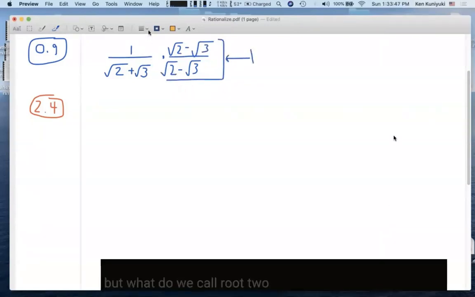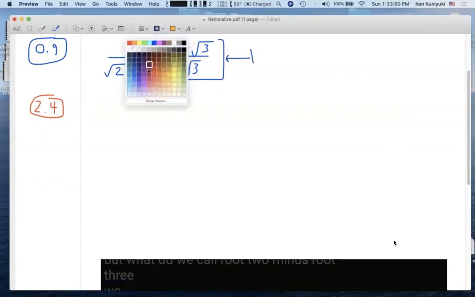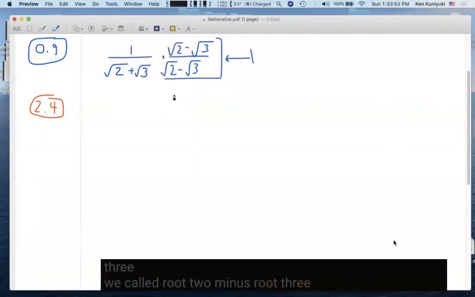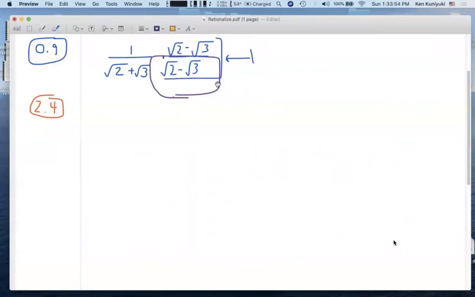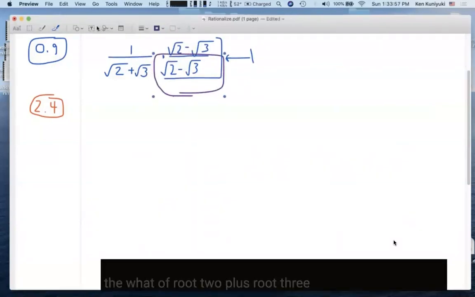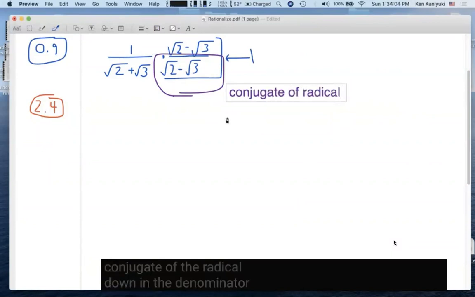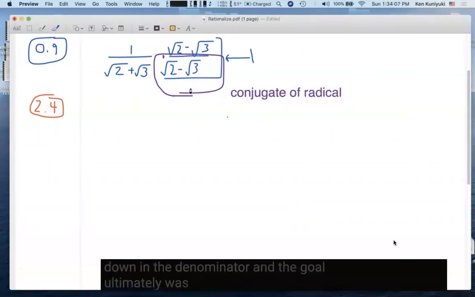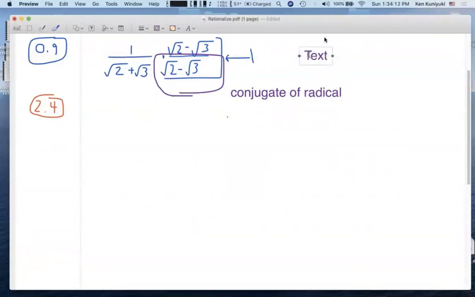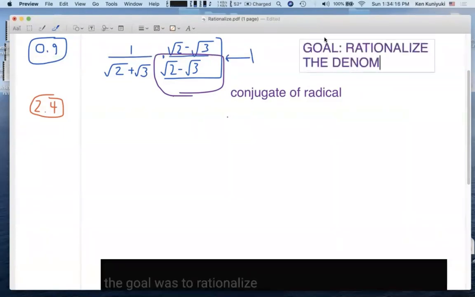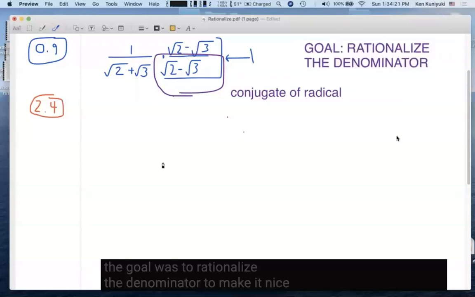But what do we call root 2 minus root 3? We called root 2 minus root 3 the conjugate of root 2 plus root 3, the radical in the denominator. The goal ultimately was to rationalize the denominator, to make it nice.